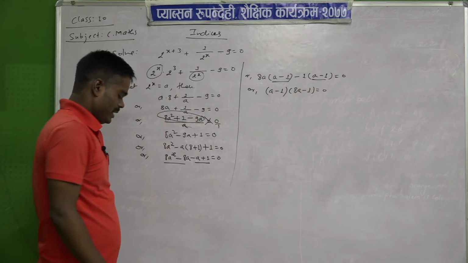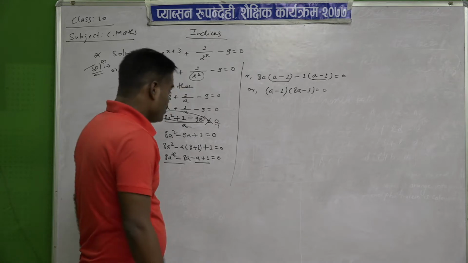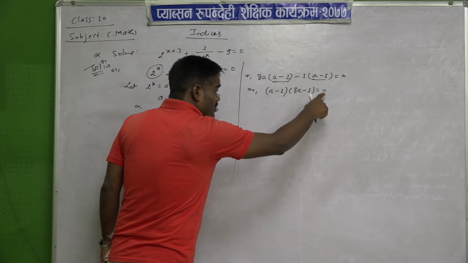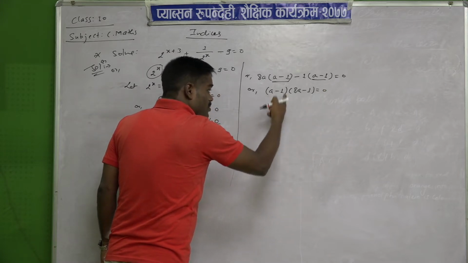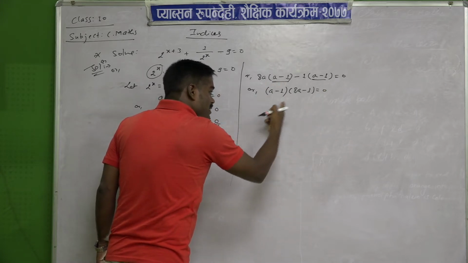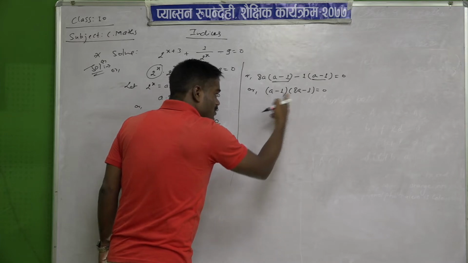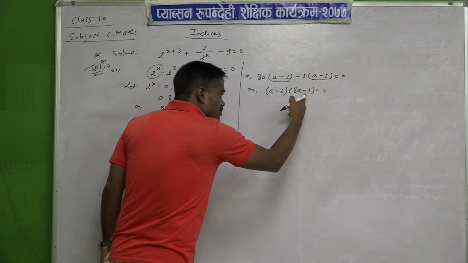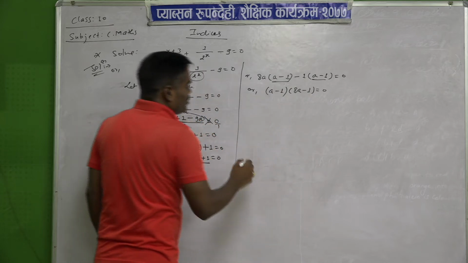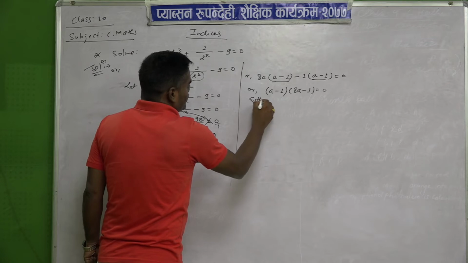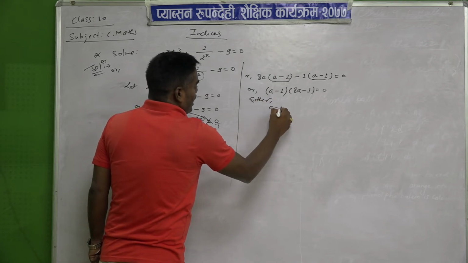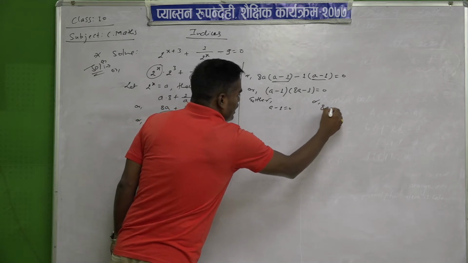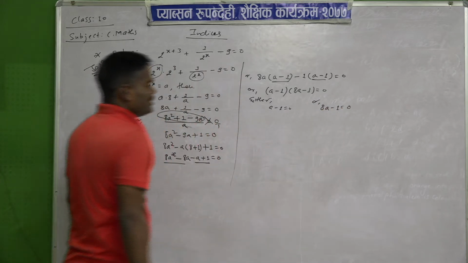So again take a minus 1 common, and then in the other bracket 8a minus 1 equal to 0. In this way how many factors do we have? 2 factors. So here the RHS is 0, so the LHS must be 0. To be 0, either this value should be 0, or this value whole must be 0. So we have to write either a minus 1 equal to 0 or 8a minus 1 equal to 0.